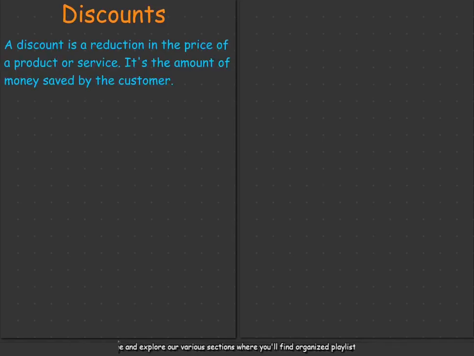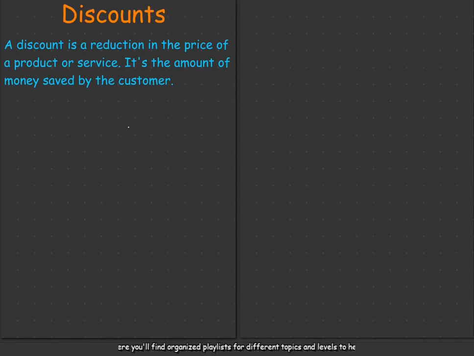So when we talk of discount, it is just the reduction in price of a product or service. Anytime there's a reduction, then there's actually a discount. It is the amount of money saved by the customer. So if something is worth $100 and there is a discount, and now you are supposed to pay just $85, you have actually saved $15. So a discount is just a reduction in the price of the product or service.